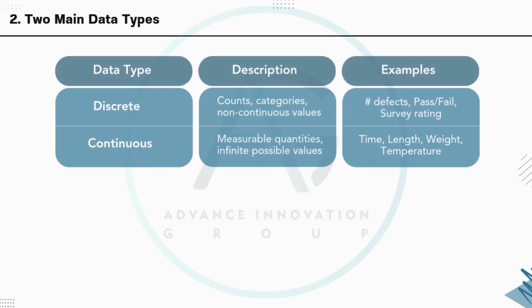Continuous data, on the other hand, involves measurements. These can take on any value within a range, making them infinite in nature. Examples include time, length, weight, temperature. Why does this matter? The type of data you're working with determines what tools, charts, and statistical tests are appropriate. For example, you can't use a control chart meant for continuous data on discrete data, and vice versa. Always identify your data type early in any analysis process.